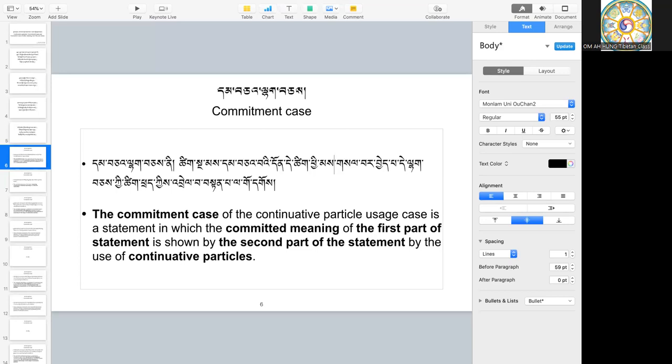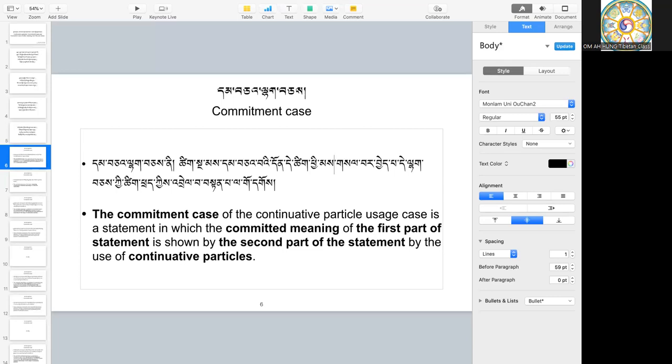So this is something that we have already discussed previously. The commitment case of the continuative particle usage case is a statement in which the committed meaning, since it's a commitment case, there's something that is committed. So here the committed meaning of the first part of the statement is shown by the second part of the statement, and this is shown by the usage of the continuative particle.